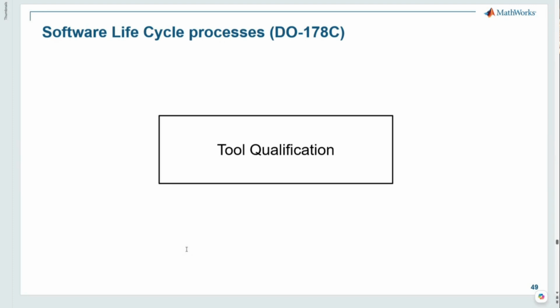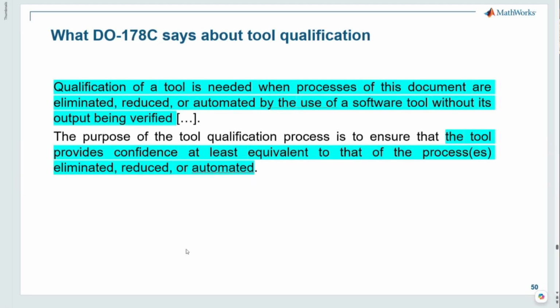So we've seen a lot of tools here, and when you are using tools in DO, you may need to qualify them. There's a chapter in DO-178C describing the tool qualification, and there's a document, the DO-331, that explains how to qualify the tools. So when do you need to qualify a tool? This comes from the DO-178C.